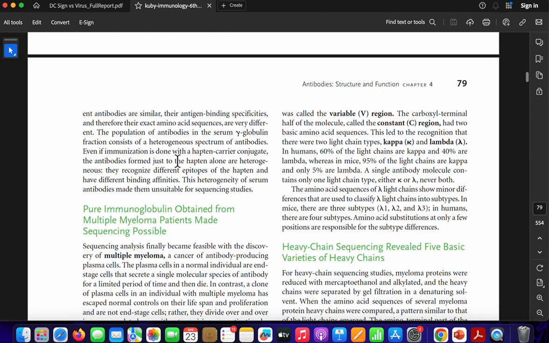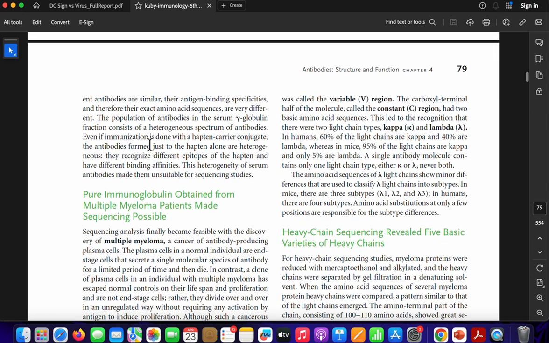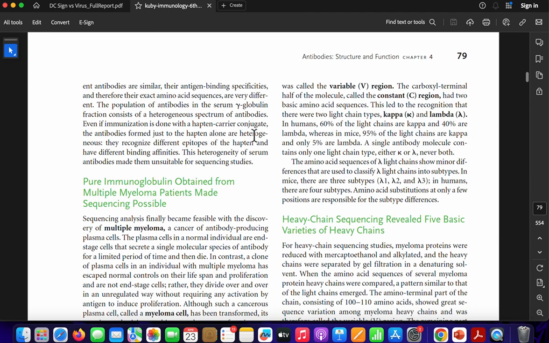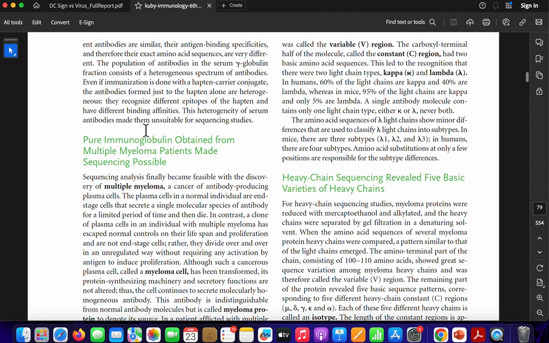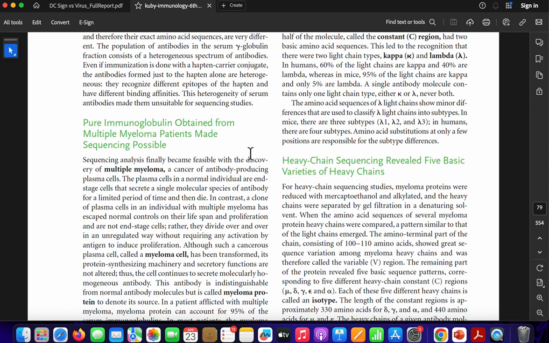The population of antibodies in the serum gamma globulin fraction consists of a heterogeneous spectrum of antibodies. Even if immunization is done with a hapten carrier conjugate, the antibodies formed to the hapten alone are heterogeneous. They recognize different epitopes of the hapten and have different binding affinities. This heterogeneity of serum antibodies made them unsuitable for sequencing strategies.